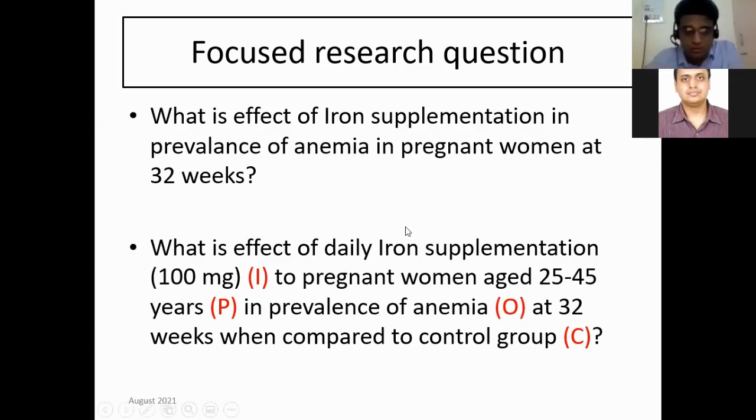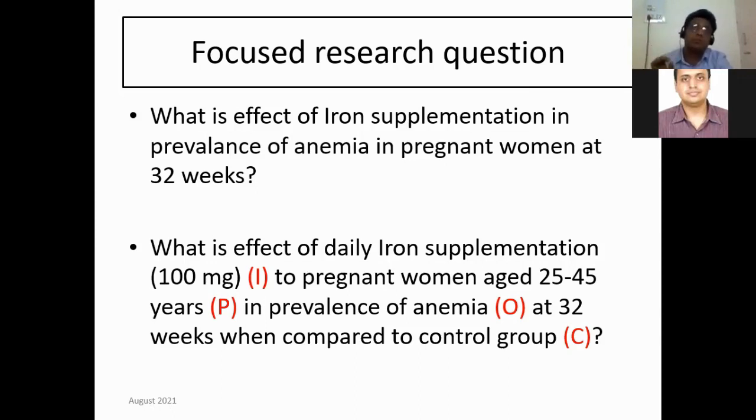Whenever you are forming a research question, ensure that the population is identified. Here the population is very clear: pregnant women aged 25 to 45 years. The intervention is daily iron supplementation, but here I did not mention how much dose you are giving. So now I have mentioned that I am giving 100 mg of iron supplementation. What is the outcome? I want to know the prevalence of anemia at 32 weeks, when compared to the control group. That means I also need a control group to know what will happen to the prevalence of anemia if I don't give that iron supplementation.